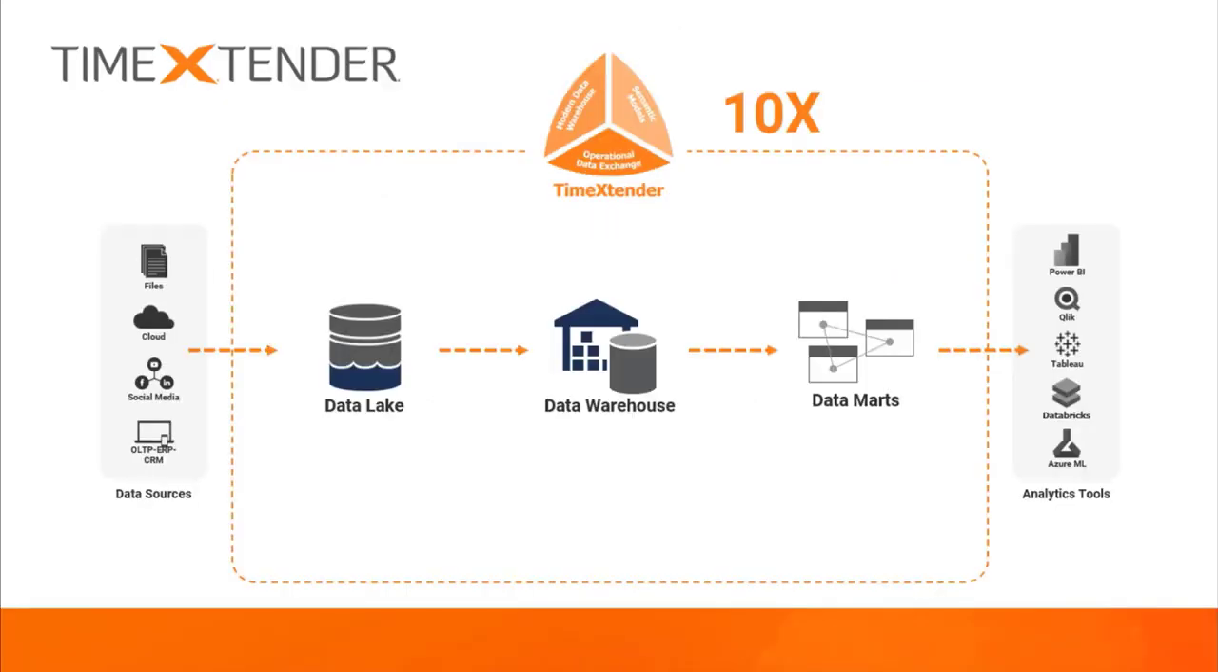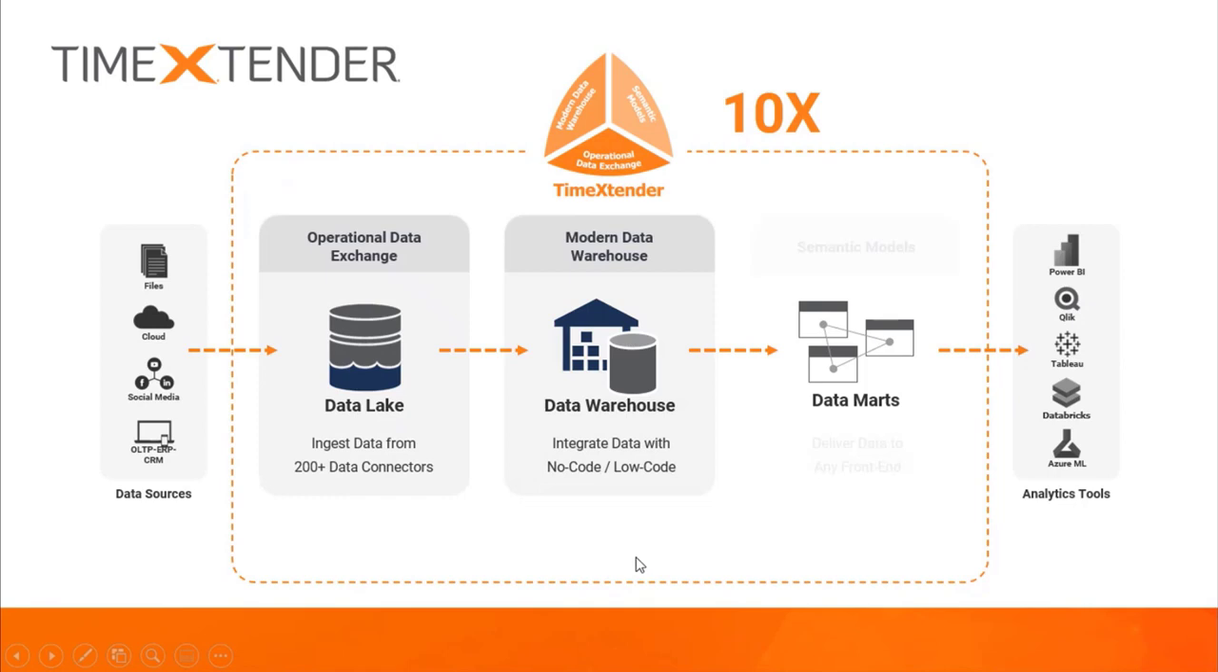So when we talk about TimeXtender, a lot of what we have been focused on is building that architecture. Today, we're kind of flipping that around. We're really looking at how does a solution work once it's built, right? There are basically three elements to TimeXtender: the ODX, the MDW, and the semantic models. Now, each of these serve a different purpose.